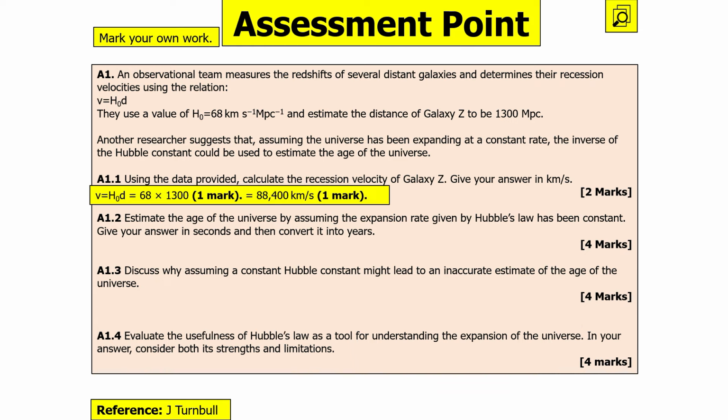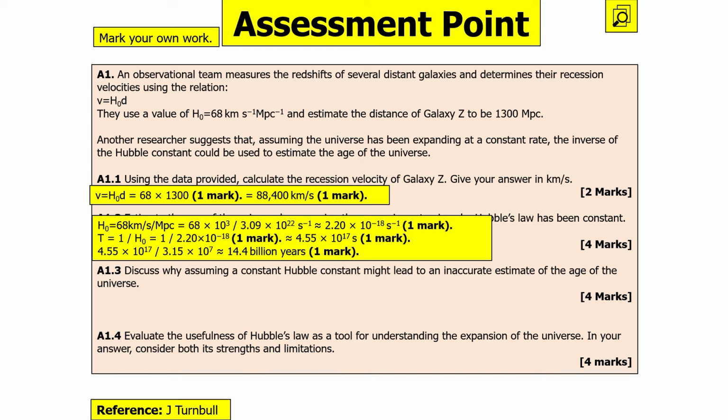In our first one, v equals Hd. H in this case has to be 68 from the question, so it's 88,400 km per second. We can then work out our Hubble constant in seconds by dividing by 3.09 times 10 to the 22, so it's 2.2 times 10 to the minus 18 seconds to the minus 1. Time is 1 over the Hubble constant, so it's 1 over that value, so it's 4.55 times 10 to 17 seconds. We can then convert that into years by saying there are 3.15 times 10 to 7 seconds in a year, so it's 14.4 billion years.